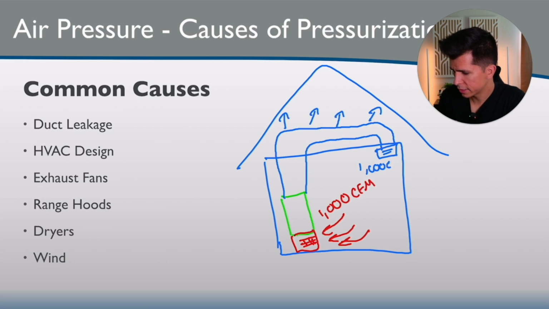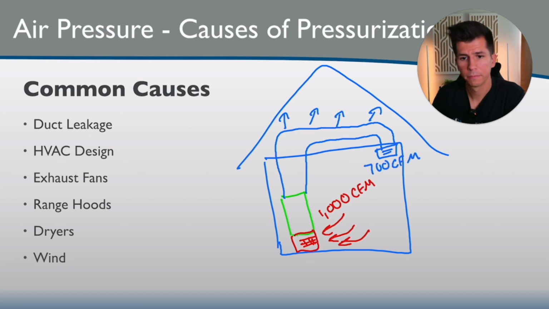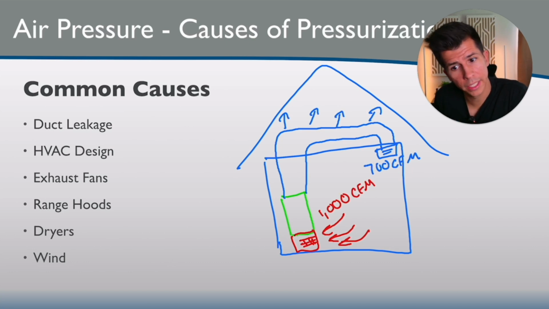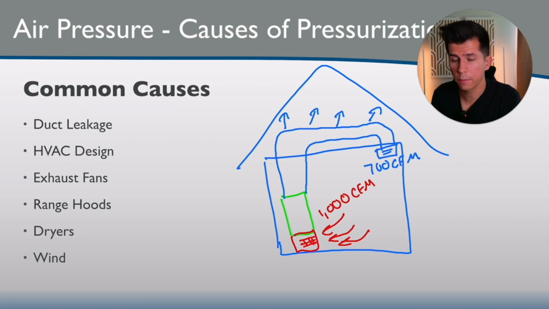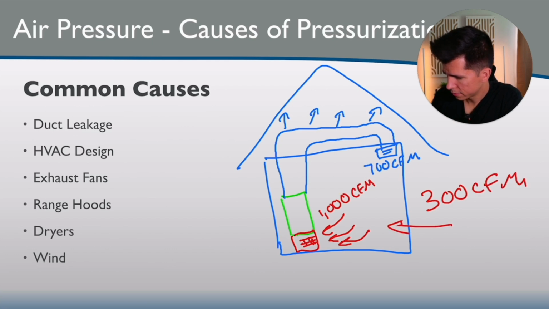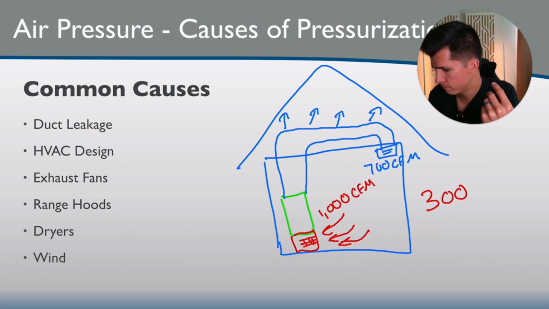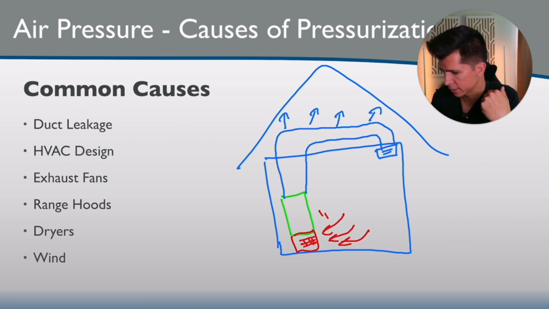But what happens if you have all this duct leakage in the attic and now only 700 CFM is coming back out? What do you think is going to happen to the house? Well, you're still sucking 1,000 out of the house, but you're only getting 700 back because you're getting a lot of duct leakage into the attic space, which is outside of the envelope, assuming it's a vented attic. Well, now you're going to have 300 CFM coming in from unwanted spaces. So duct leakage is a big part of pressure imbalances and the reason for pressure imbalances.